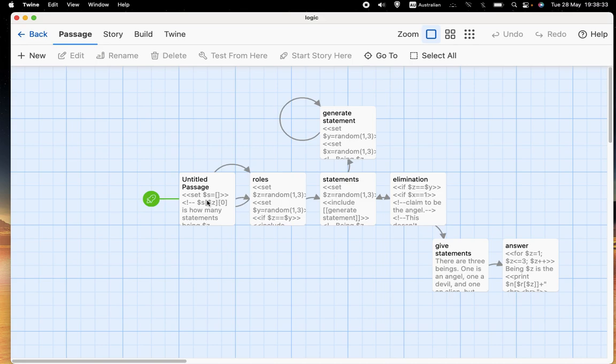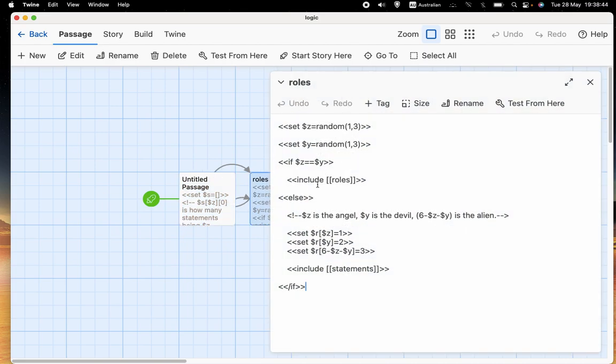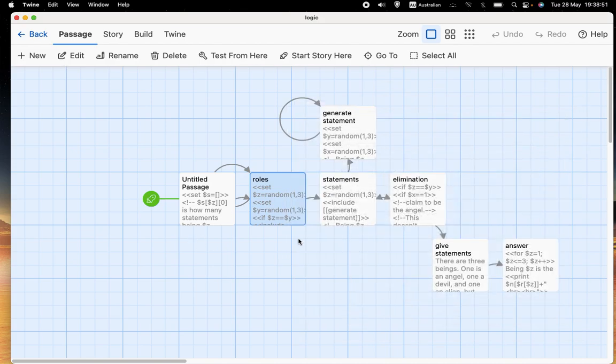So we've set up the variables in this passage, which should be called initialize, and I very sloppily kept it as untitled passage. Then we have roles. The reason this is on a separate page is because we might have to start again if we generate Z and Y to be the same. And now we're going to assign statements to the different beings. Now, this consists of a few different steps.